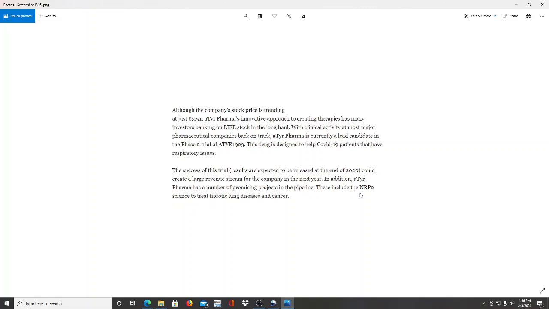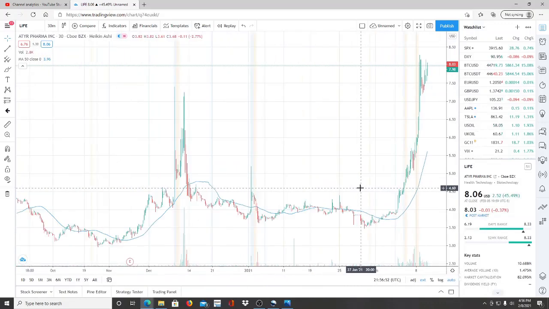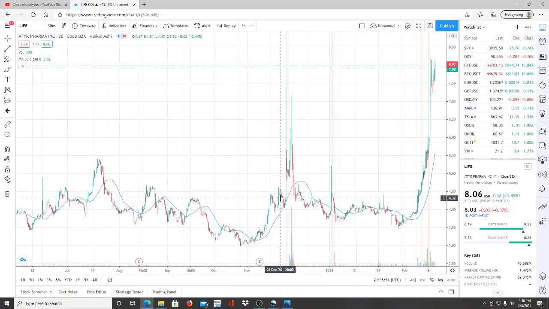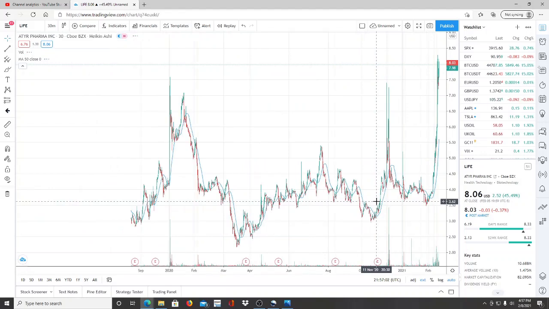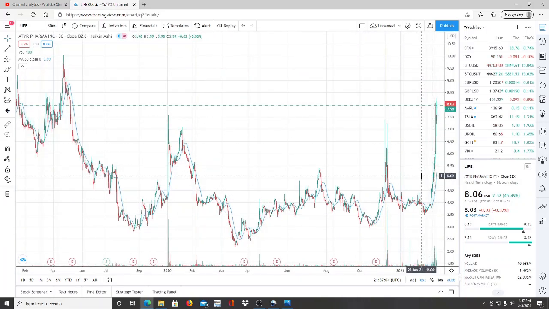These include the NRP2 science to treat fibrotic lung disease and cancer. So they're doing way beyond just COVID-19 patients that are having respiratory issues. They have other innovations and other drugs coming their way and opportunities to dominate in these sectors. So when you think about it, yeah, it had a run towards the end of 2020. You could see it here in December, and then it came right back down. It ran right back up in January, and this is the largest run that we've seen the stock have within all this speculation and hype.